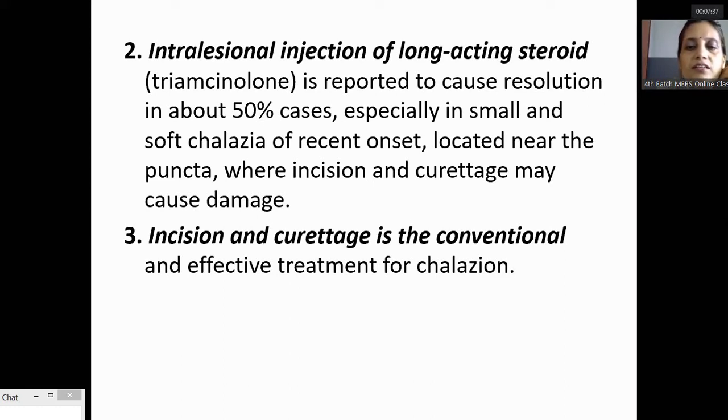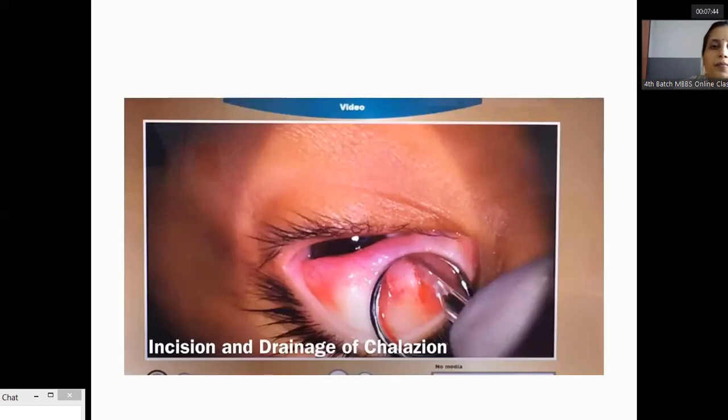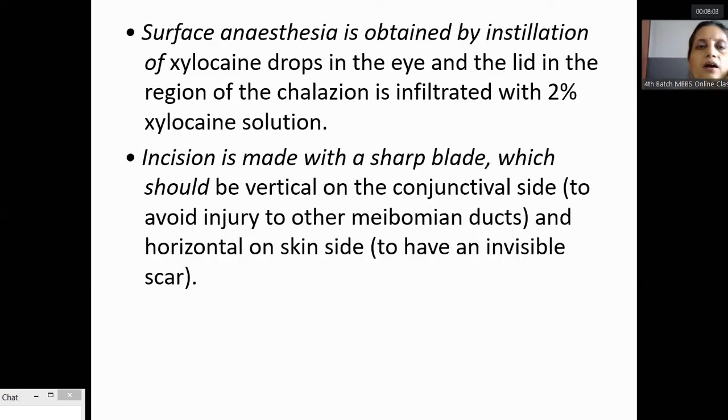Incision and curettage is the conventional and effective treatment for the chalazion, and the only truly effective treatment is incision and curettage. So this is how you expose the chalazion gland from the inside, the conjunctival part, and this is a chalazion. You just give the vertical incision, and with the help of the chalazion scoop, you scoop out the lipogranulomatous material. Surface anesthesia is obtained by instillation of xylocaine drops in the eye, and the lid in the region of the chalazion is infiltrated with 2% xylocaine solution.